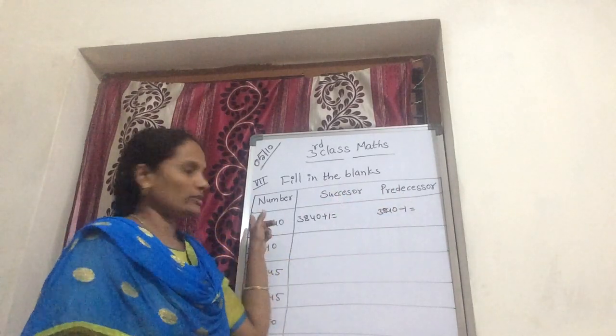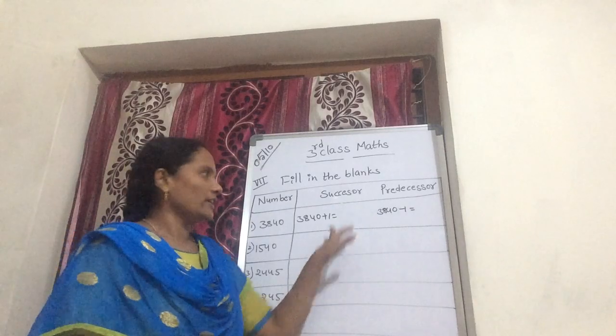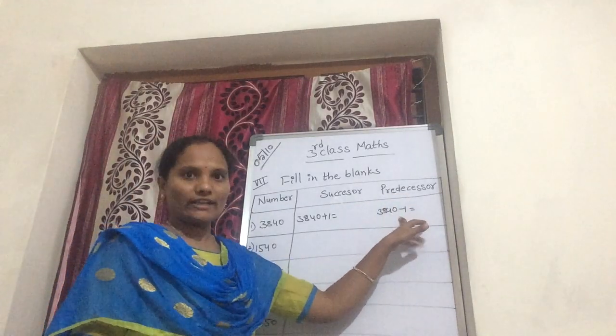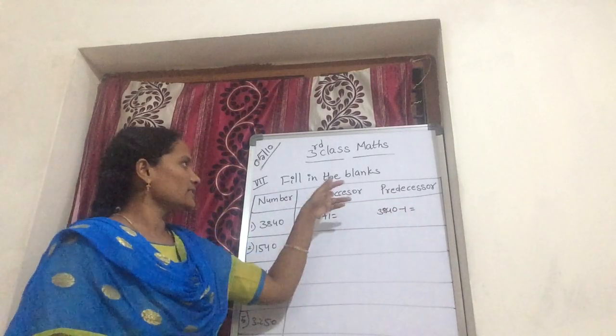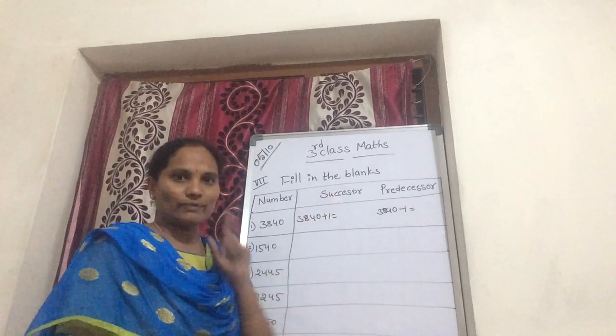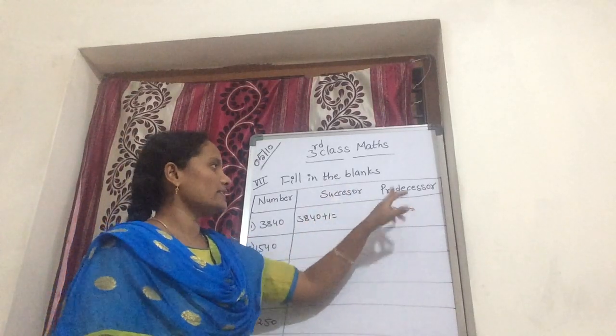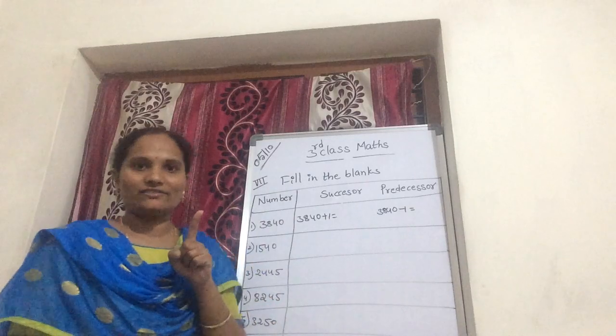Successor means you should write after numbers. Predecessor means you should write before numbers. For successor you add plus 1 and for predecessor you subtract 1.